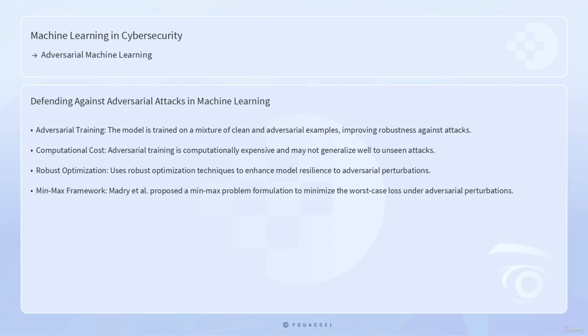Another defense strategy involves the use of robust optimization techniques to enhance the model's resilience to adversarial perturbations. For instance, Madry et al. proposed a robust optimization framework that formulates the training process as a min-max problem, aiming to minimize the worst-case loss under adversarial perturbations. This method has been shown to improve the robustness of deep neural networks, but it also increases the computational burden during training.